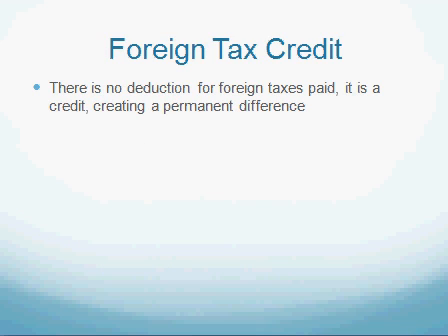Foreign taxes are credited for tax purposes. They are not taken as a deduction like they are for book purposes. This creates a permanent book-to-tax difference because the credit offsets taxable income that will never be paid, hence a difference. There is a limit for the credit, however, but that is beyond the scope of our discussion today.